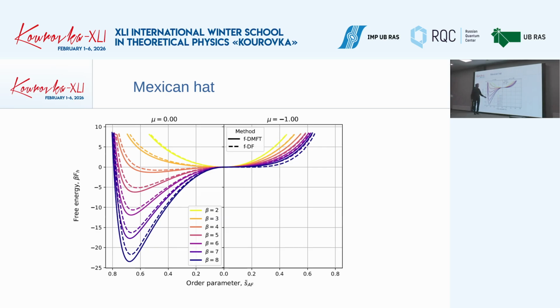So what's the difference between the solid and dashed curves? This is the DMFT, and this is with the dual fermion correction taken into account. So you see the difference is not big, and that's a good sign. This means that we are working with a controllable expansion. Good.